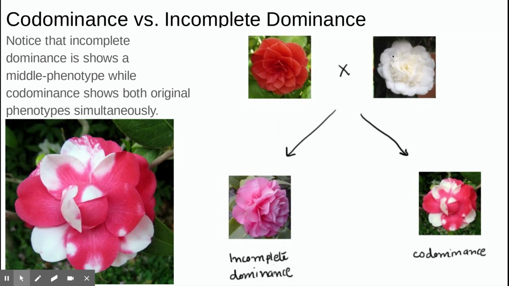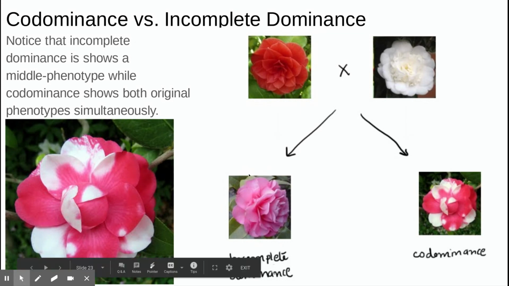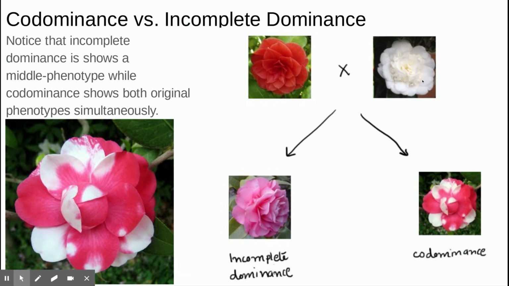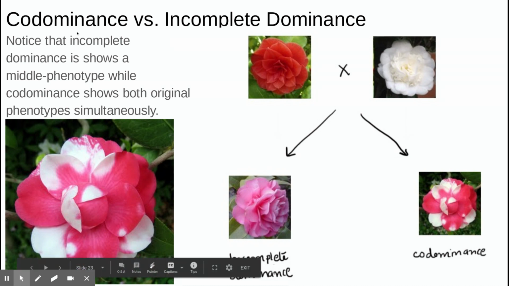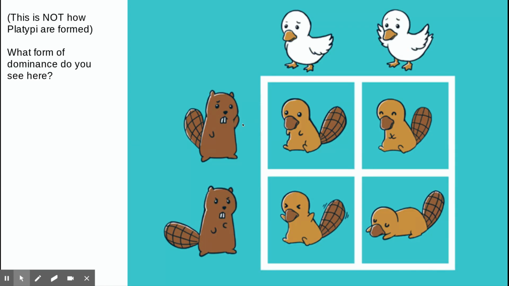If we put red and white together, incomplete dominance would mix them and create an in-between color, like pink. But with co-dominance, if you put red and white together, they don't mix. Instead, they both show side by side, red and white. All right, hopefully we're clear on co-dominance versus incomplete. Let's look at some other interesting cases.